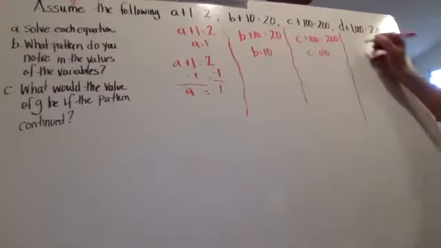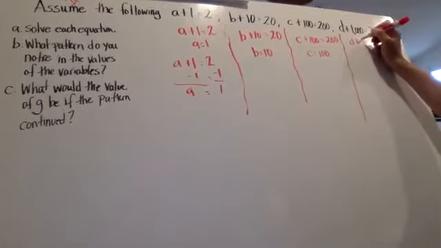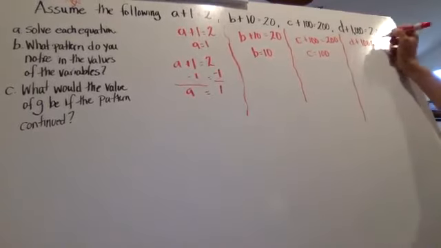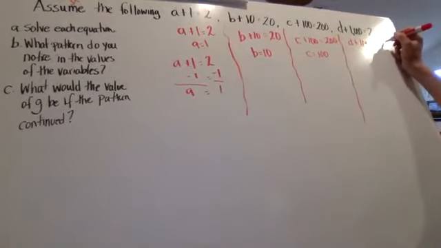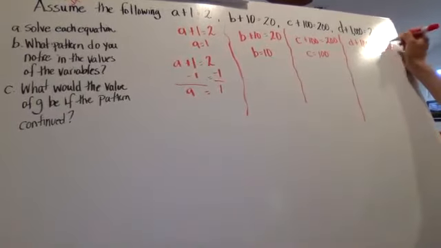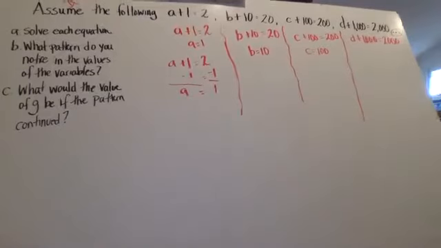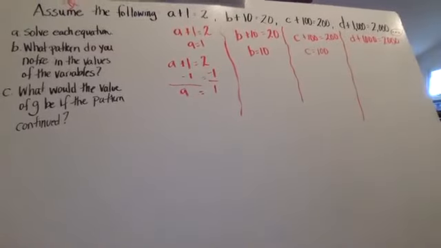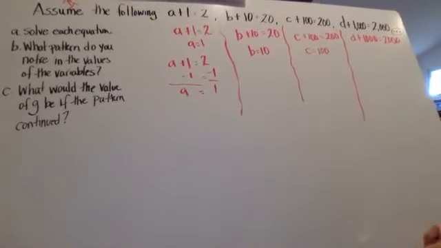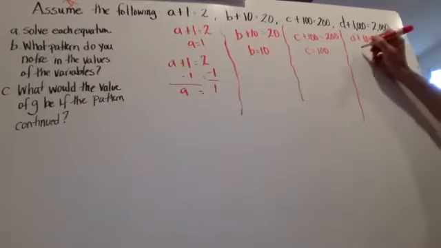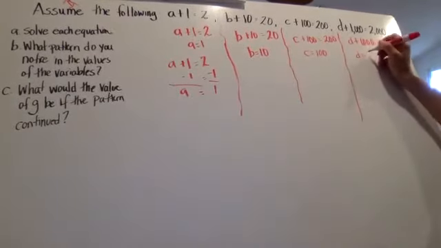Okay. And then the next equation, D plus 1,000 is equal to 2,000. In math, just like in writing, if you see those 3 dots, it means the pattern just keeps continuing. D plus 1,000 is 2,000. What does D need to be? 1,000.